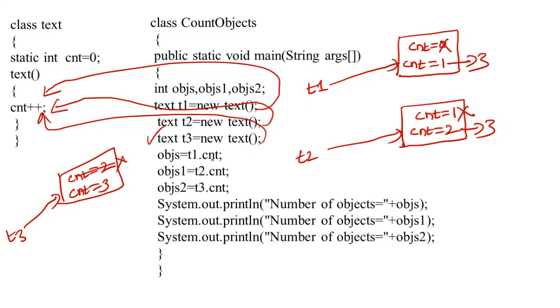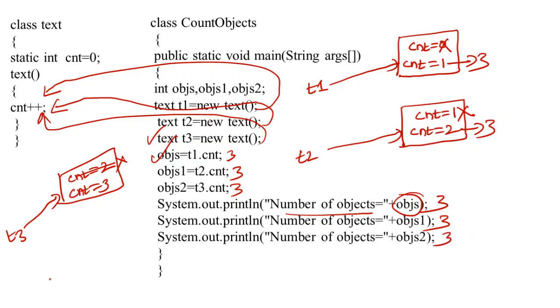Just let me print the output. objs equal to t1.cnt. What is my t1.cnt? It's not 1, it is 3. t2.cnt, it's not 2, it will be 3, so objs1 is 3. t3.cnt is 3. If I print with System.out.println, number of objects, objs, what is the value? 3. Number of objects, objs1, is also 3. Number of objects, objs2, is 3.